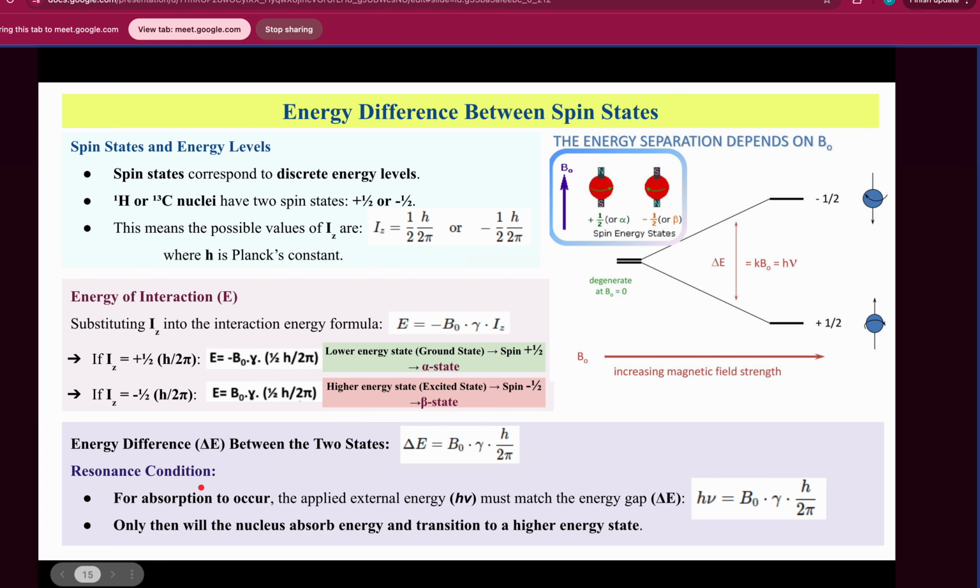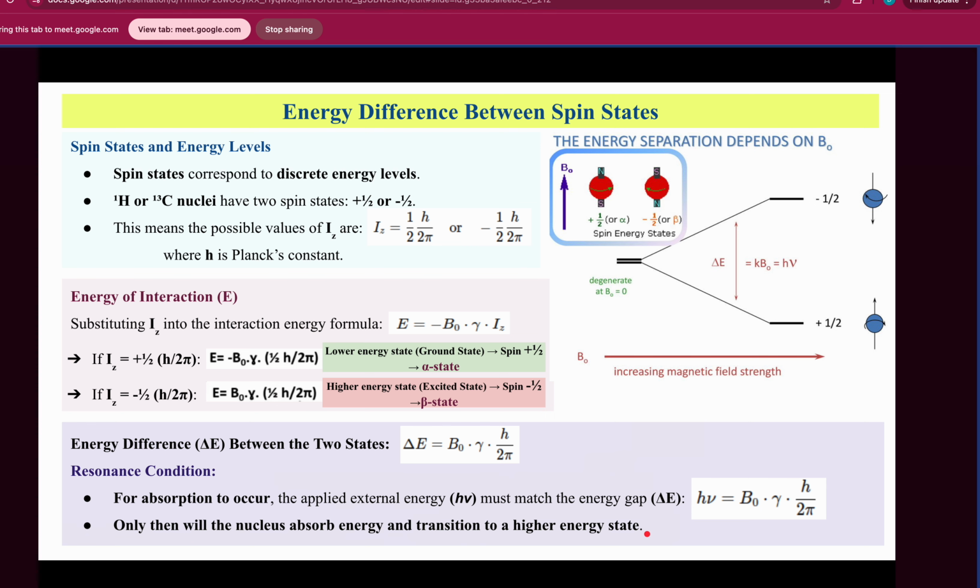Then come the resonance conditions. For absorption to occur, the applied external energy, which is h nu, must match the energy gap. Then only the spin will happen. If we want to change the spin of a particular proton or neutron, then we need to supply the energy with which it can reach the other state, which is known as resonance. So the h nu, which is the external energy, should match the energy gap. Then only the spin will happen.